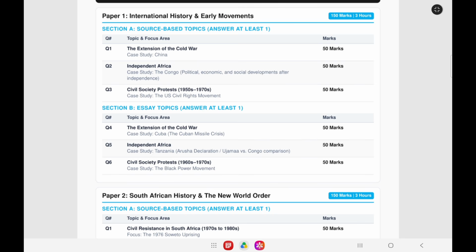For question 4, we have the extension of the Cold War. It's a case study on Cuba, the Cuban Missile Crisis. It's worth 50 marks. Then independent Africa, we have a case study on Tanzania. It's worth 50 marks. And then the civil society protests, which took place from the 1960s to 1970s. It's a case study on the Black Power movement. It is worth 50 marks.